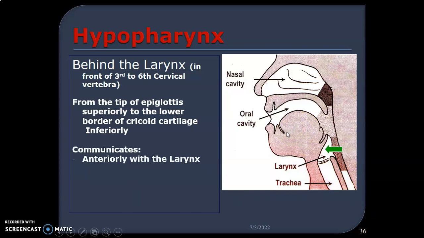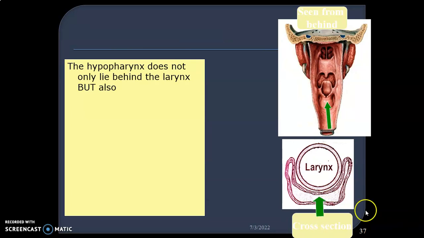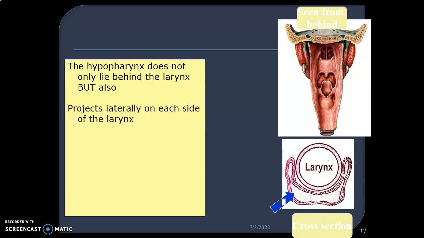Communications of the laryngopharynx: anteriorly with the larynx, superiorly with the oropharynx, as you can see in the arrow, and inferiorly with the esophagus. So this is what you can appreciate. This is your epiglottis here. So this portion here is what we refer to as the hypopharynx. The hypopharynx does not only lie behind the larynx, but it also projects laterally on each side of the larynx. It lies behind the larynx but projects to the side, as you can see from this cross section and from this arrow.